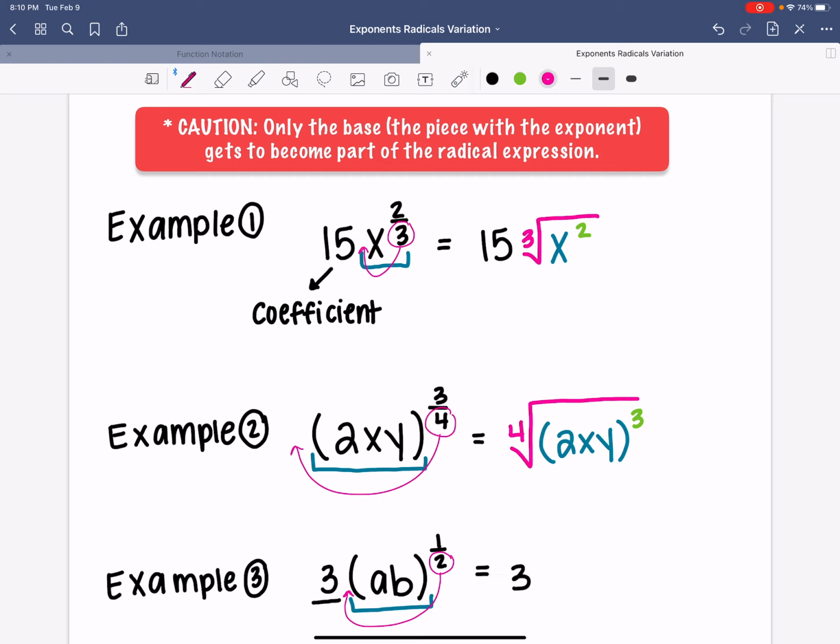And then we have the square root. So I'm not going to write the 2 this time because it's understood that our root is 2 if we have a square root. So we're having the square root of AB in parentheses to the first power. Now in this case, since our power is 1, we may not see that written. So you might just see the square root of AB, and that's perfectly fine.